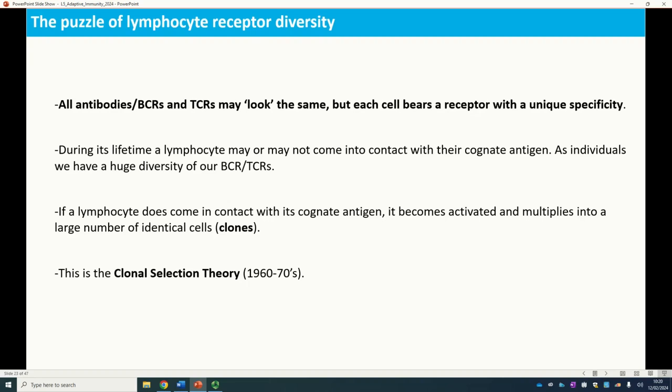Now, once a lymphocyte has been generated, it may well never come into contact with its cognate antigen, because we have a huge array of lymphocytes with different B cell receptors or T cell receptors. We will have ones that can recognize antigen that may not even naturally exist, and we may well never come into contact with it. But if a lymphocyte does come into contact with its cognate antigen, as I mentioned, it will become activated, it will proliferate, and you'll get that clonal expansion to produce a whole army of identical clones. And this is known as the clonal selection theory, and this was actually proposed in the 1960s and the 1970s.